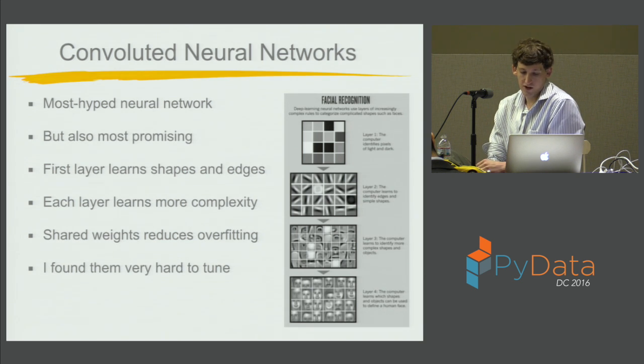Let's see. They are very effective because they share weights. I think neural networks have been around for many years, maybe even since the 70s or earlier. But they weren't very effective, as you'll see in a second.